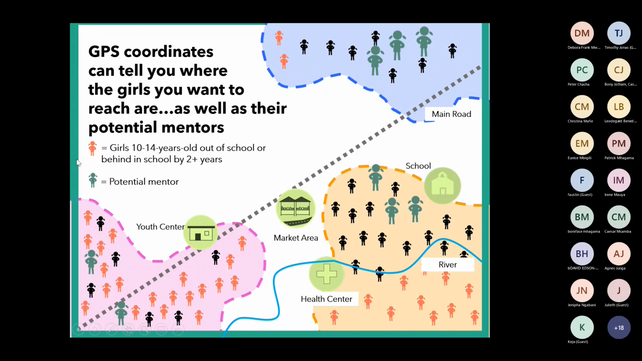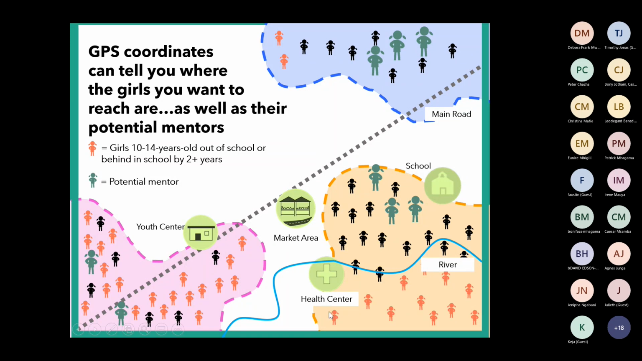So going back to this hypothetical example, where the orange girls are girls 10 to 14 years old, out of school and or behind in school by 2 years. Let's say those are the kinds of girls you want to reach, but you just don't know where they are. Well, when you upload GPS coordinates into Google Maps, it allows you to generate maps, and you can see different kinds of segments that you would like to see and see where they are.